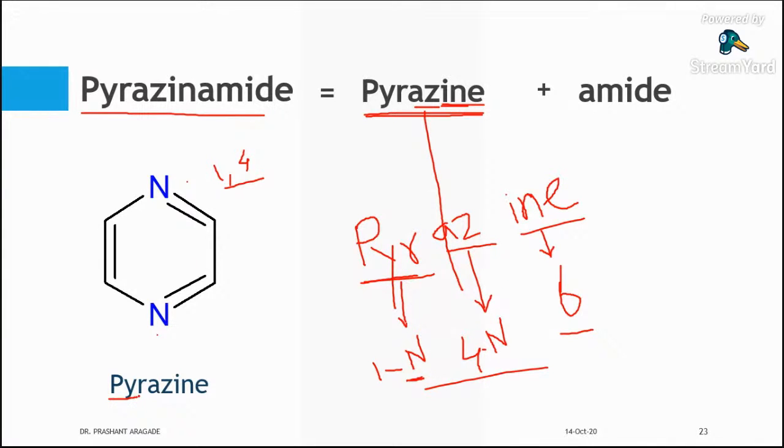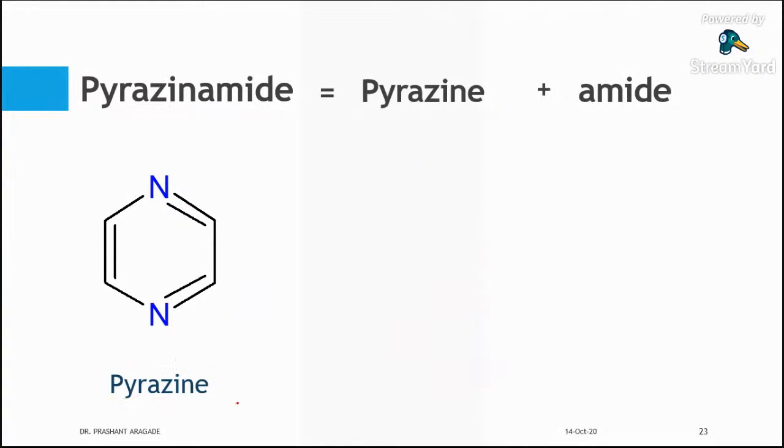That is for nitrogen. So first for first position, this is for third, fourth position, and INE stands for 6-member heterocyclic ring. So by this way you can remember the structure of pyrazine. Yes, nitrogen.